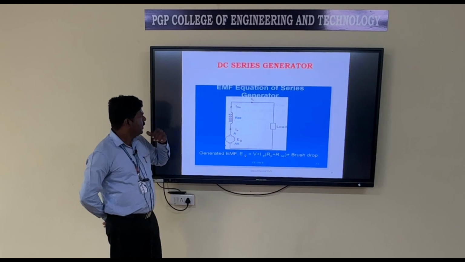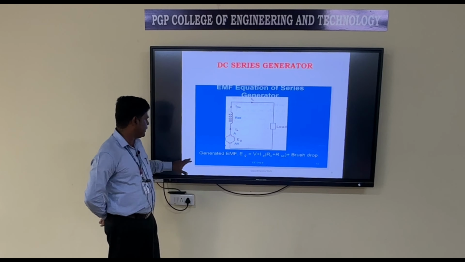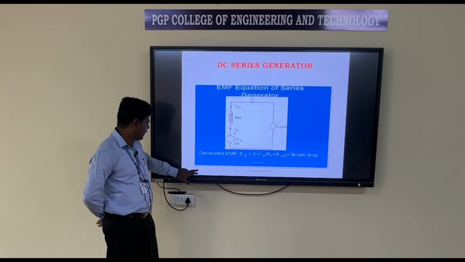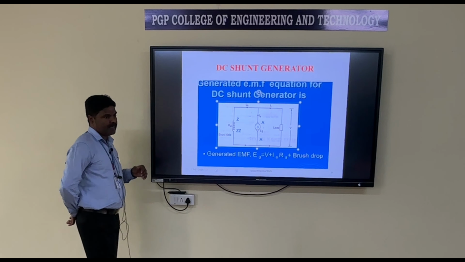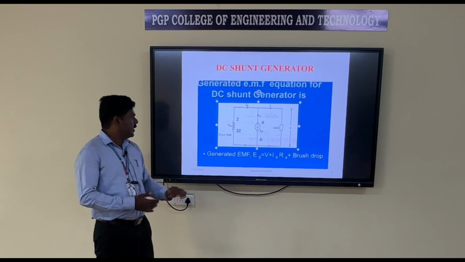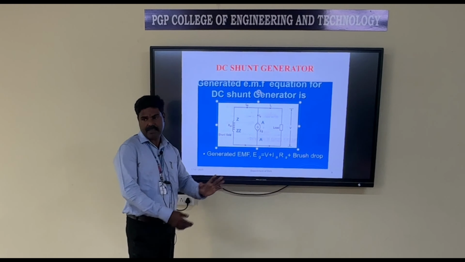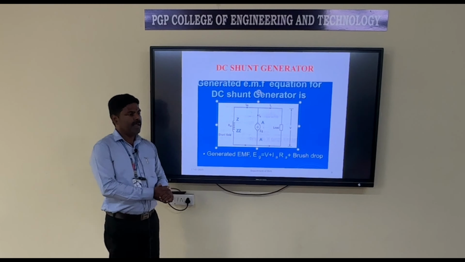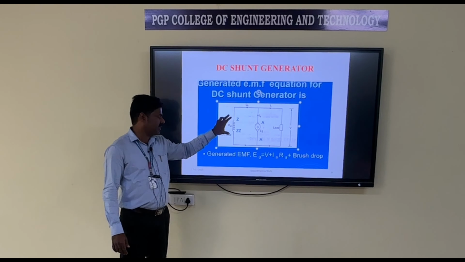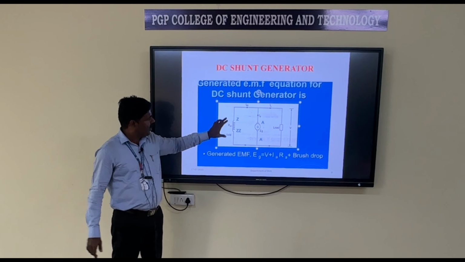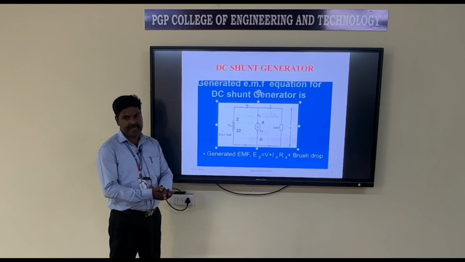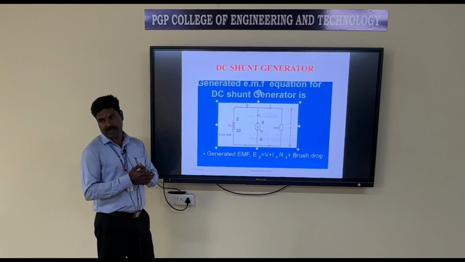This is about the DC series generator. Then DC shunt generator. Here this field winding is connected in parallel with the armature winding. This is known as DC shunt generator. Here this shunt field winding is connected in parallel, having more number of turns of thin wire, having high resistance property.